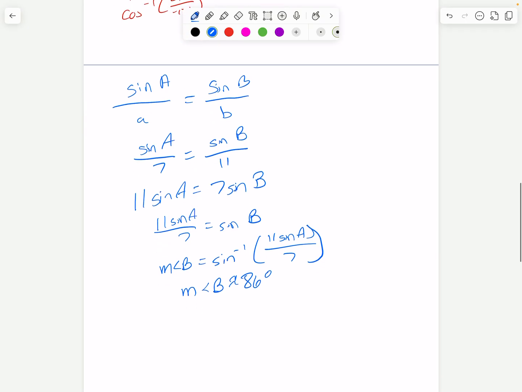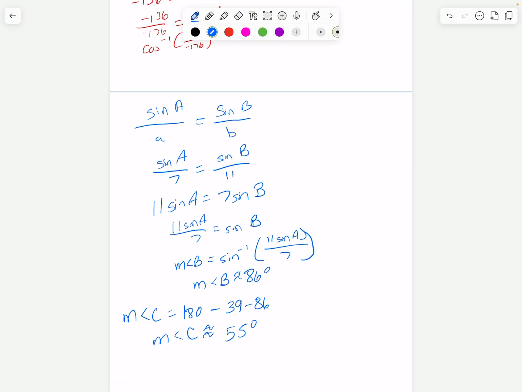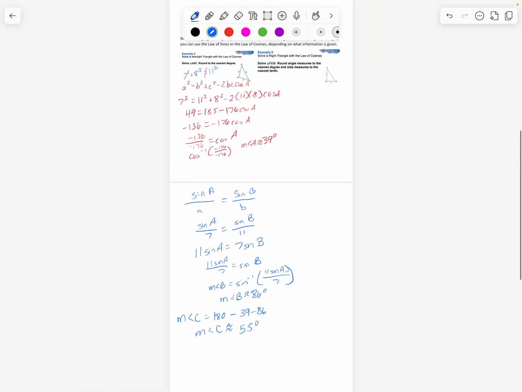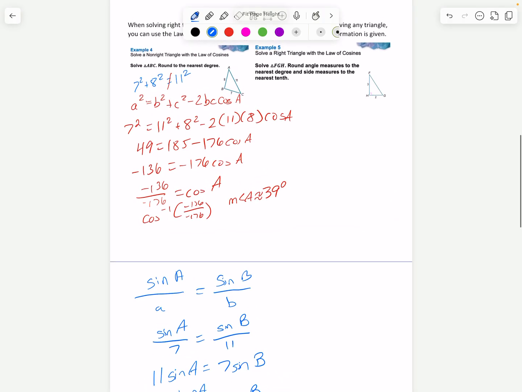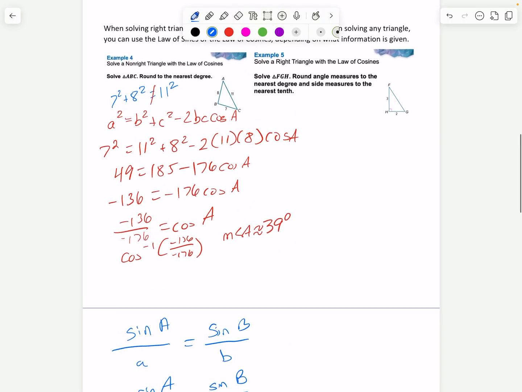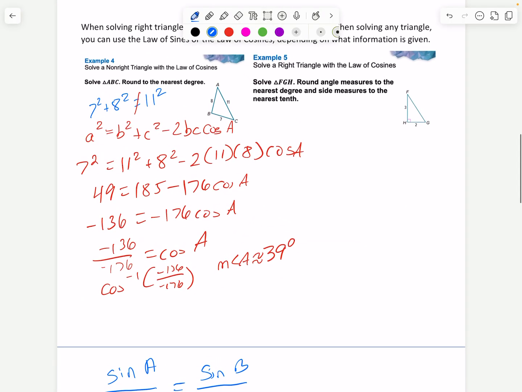Now, to find the third, the measure of angle C is going to be 180 minus 39 minus 86. So the measure of angle C would be about, because we've had to round in there, 55 degrees. So hopefully that makes sense there on that one. Okay, so that was solving a non-right triangle.